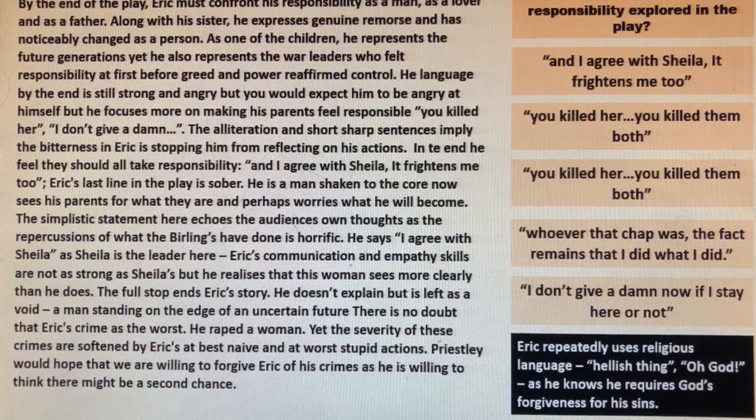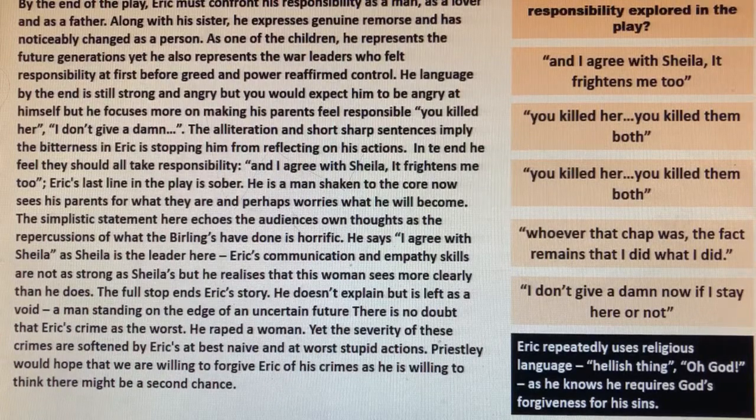There is no doubt that Eric's crime is the worst. He raped a woman, yet the severity of these crimes is often softened by Eric's at best naive and at worst stupid actions. Priestley would hope that we are willing to forgive Eric of these crimes, as he's willing to think there might be a second chance. You can see the answer is long. It explains its answer, its ideas, and has repeatedly used quotes and evidence. It links to the reader quite a bit, clearly stating both our reactions to the character as well as Priestley's intentions and why the writer actually wrote him in that way.